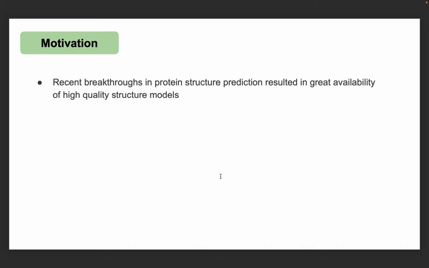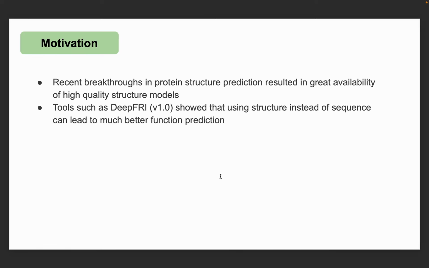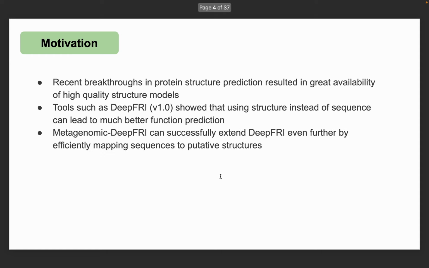Due to recent breakthroughs from AlphaFold and ESMFold, we have access to a huge number of high-quality structure models. Tools such as DeepFRI show that utilization of such information can lead to much better function prediction as compared to sequence-based methods. We can further use metagenomic DeepFRI, which is an extension of DeepFRI, to map sequences to putative structures and have full capabilities of structure-based DeepFRI.